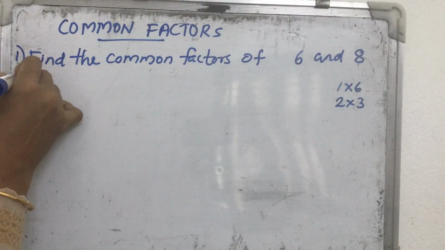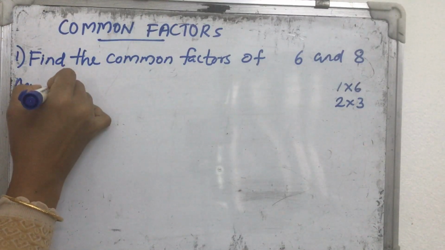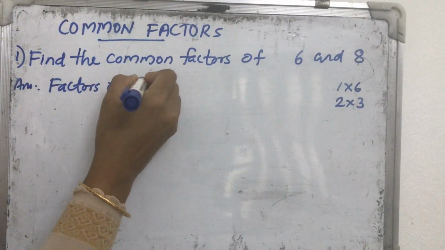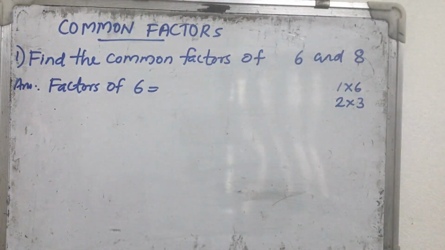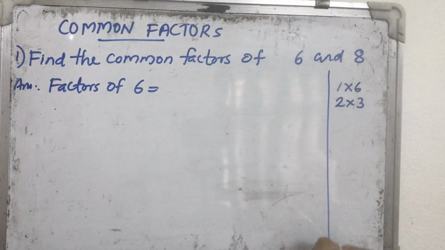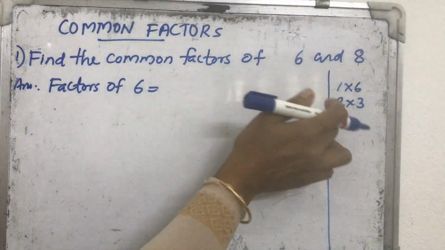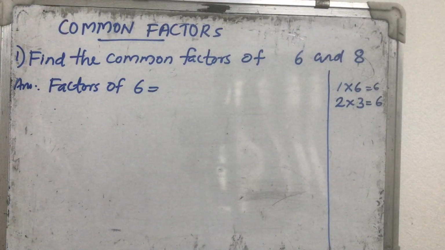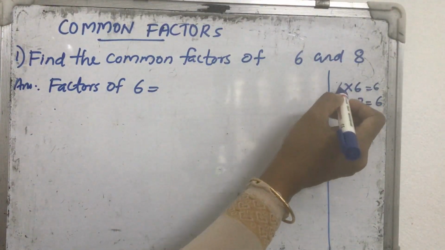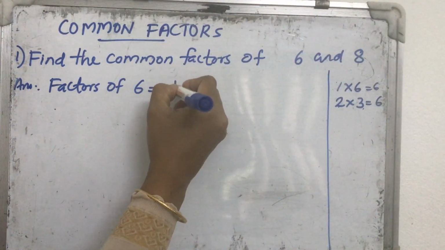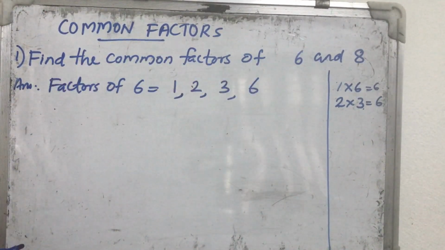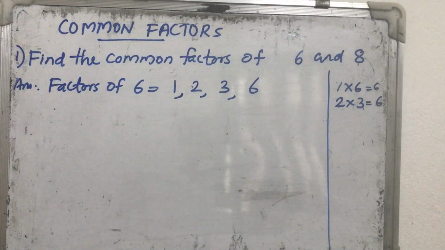So first here we can write, factors of which number do we want to find? Factors of 6. First we are finding the factors of 6. And from this we got the factors of 6. Which are the factors? 1 into 6 we will get 6. 2 into 3 also 6. So the factors of 6 are 1, 2, 3, 6. Okay. 1, 2, 3, 6. Just in this way we list the factors of 6 first.